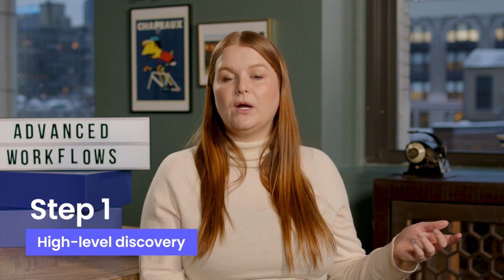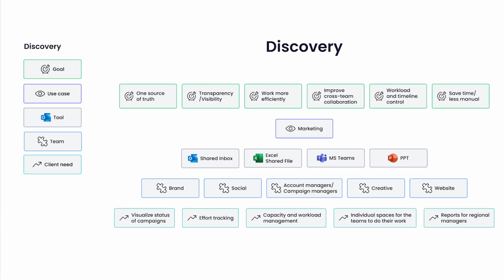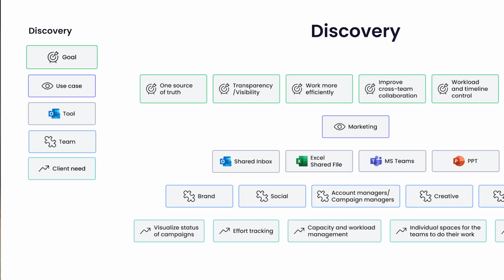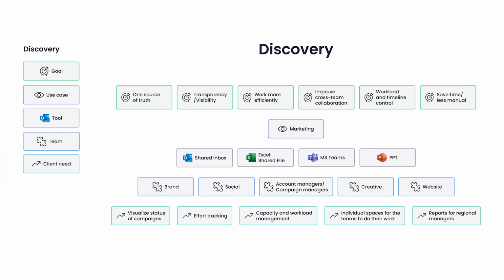The first step is running a high-level discovery. Here, we will ask the workflow owner some simple questions in order to identify their high-level scope of requirements and key knowledge points. The main topics covered in a high-level discovery are the main goals for moving to monday.com, the name of the workflow, the tools used, teams involved, and client needs. As you can see, these topics are then grouped together and summarized in a simple visual map.